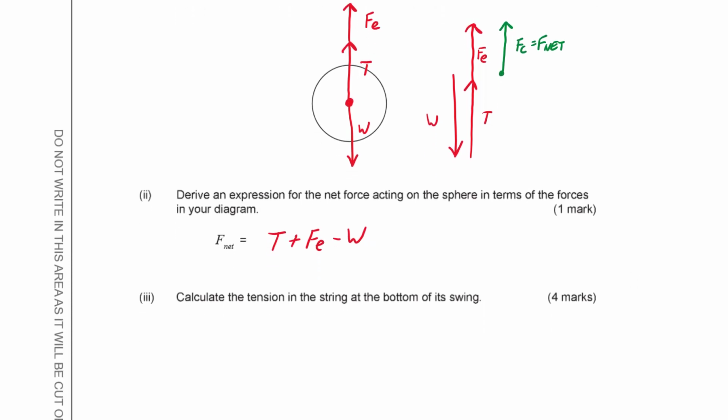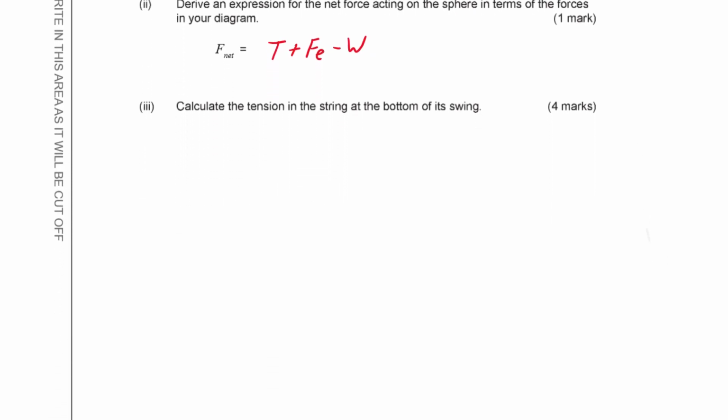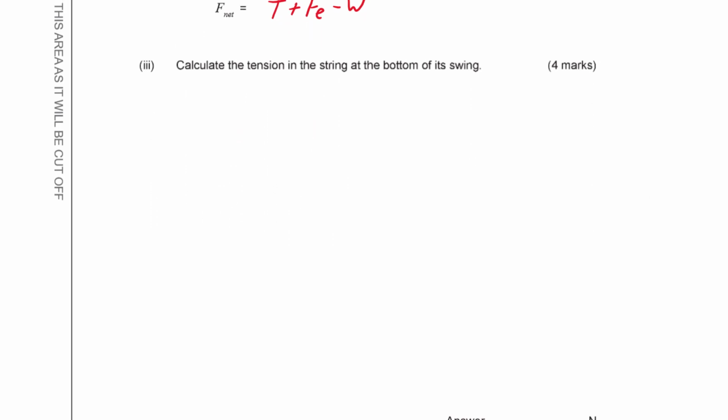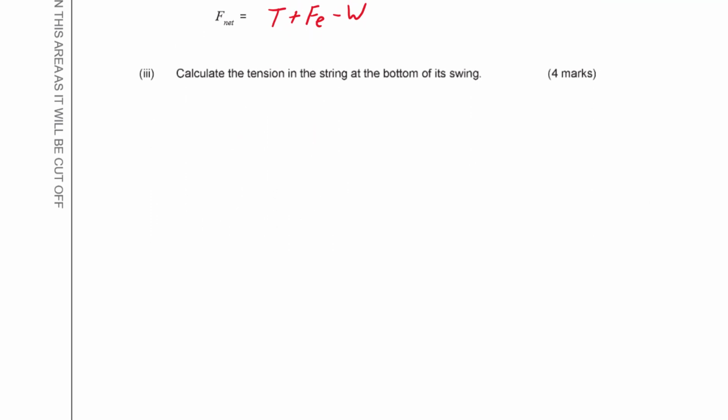And lastly, we're now going to calculate the tension in the string at the bottom of the swing. So now we can factor in that circular motion. If we refer to the diagram and the equation that I derived before, I can get tension as being equal to the centripetal force, subtract the electric force, plus the weight force.